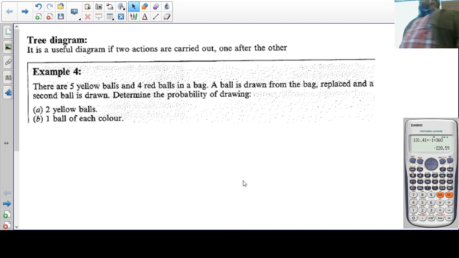So let's read on what they say about tree diagrams. This is the example on page 113, sorry.